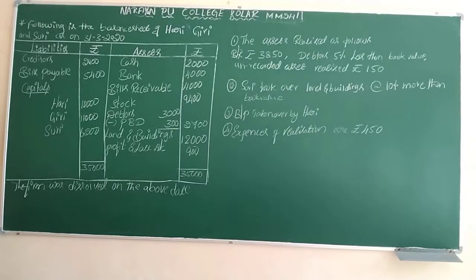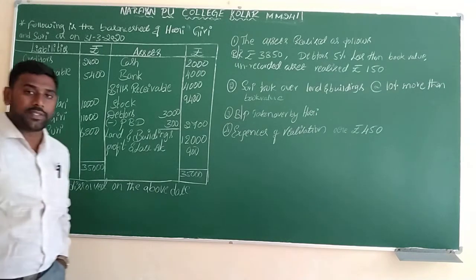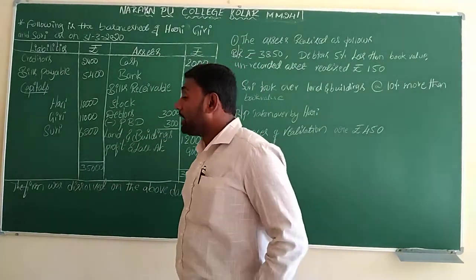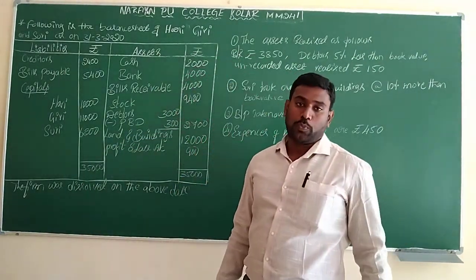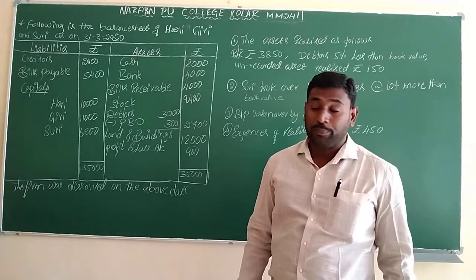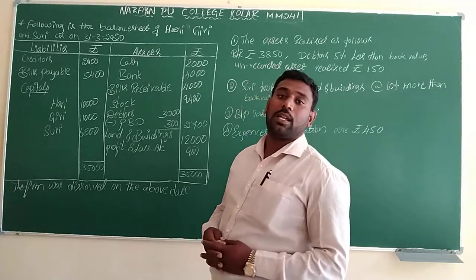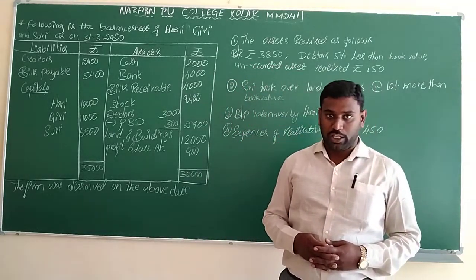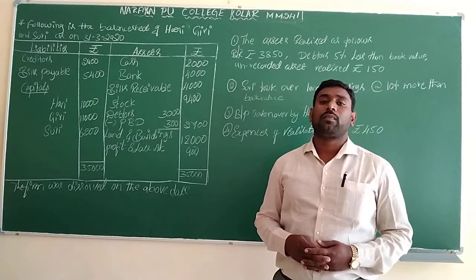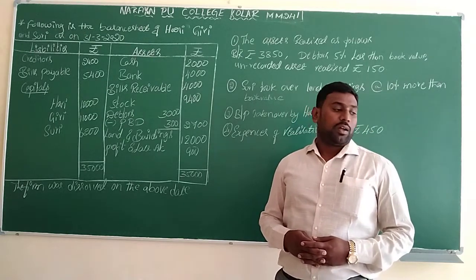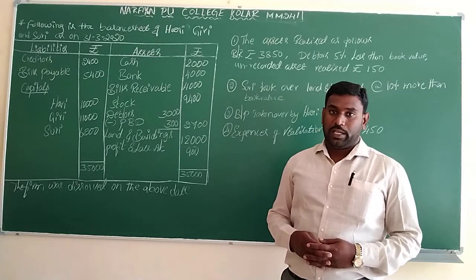Okay, my dear students, first we have to read the question and classify the transaction. Later on, we move to the solution. Following is the balance sheet of Hari, Giri and Suri as on 31st March 2020. But in this question, the profit sharing ratio is not given. Whenever the profit sharing ratio is not given, we can assume that these three partners are equal profit sharing partners.